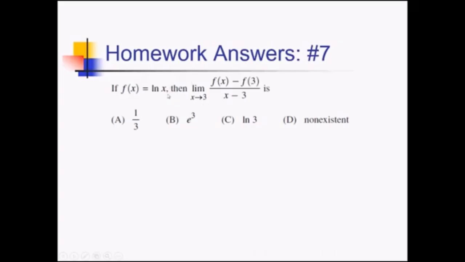So let's first find f prime. That's the derivative of ln of x, which is just 1 over x. And now they want us to do f prime of 3, which is just going to be 1 over 3. So that's answer choice A.